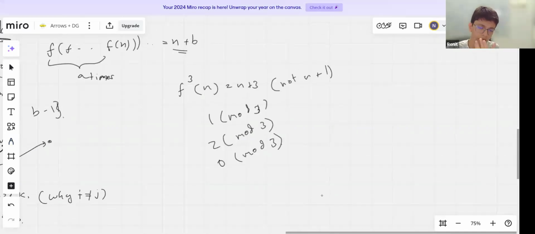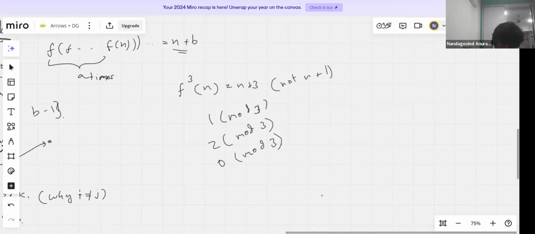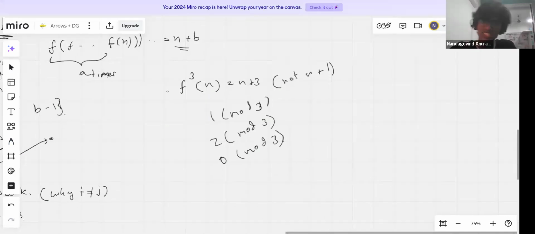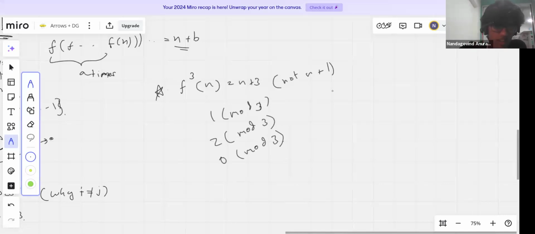Wait, I didn't get how you got modulo into it. So you're saying f3 of n is equal to n plus 3 modulo 3? No. F3 of n is n plus 3. This is the condition. I want you to construct a function.